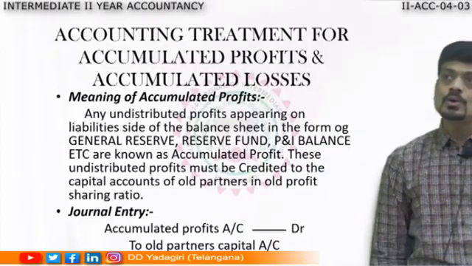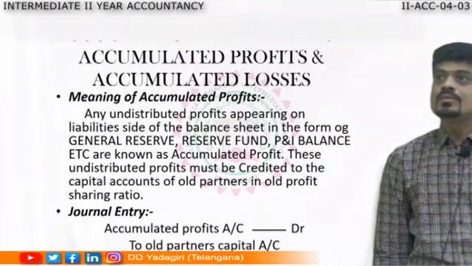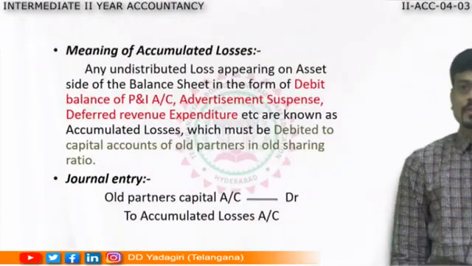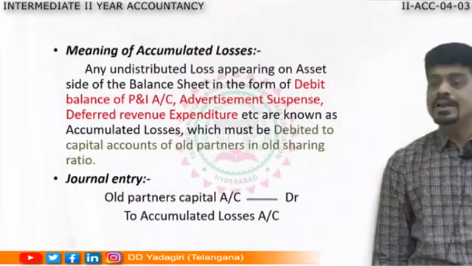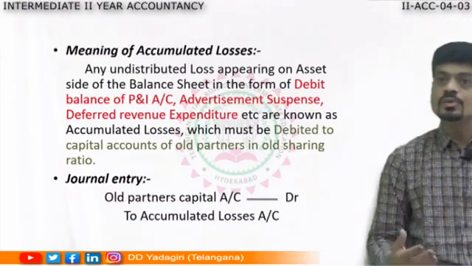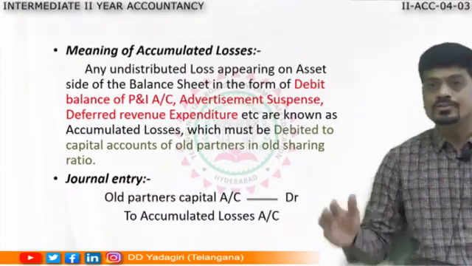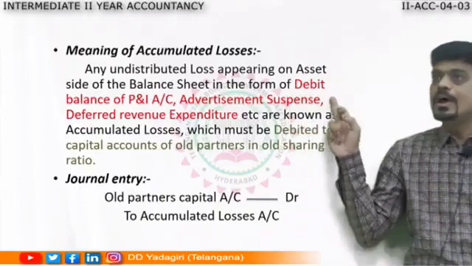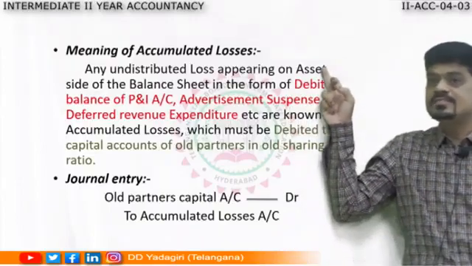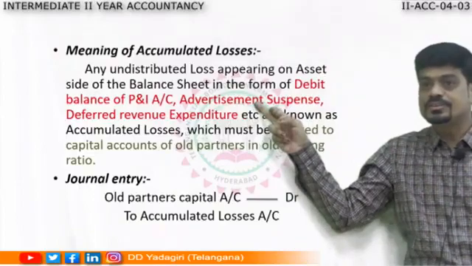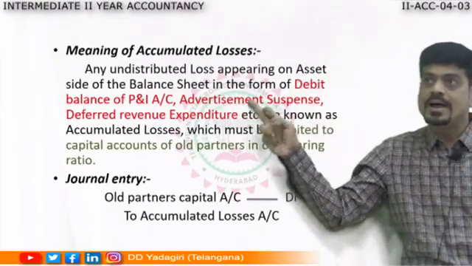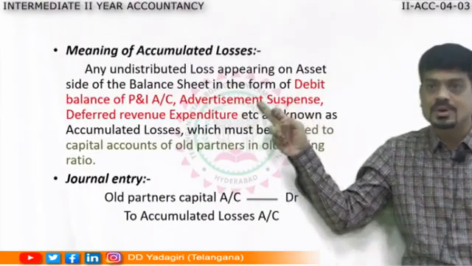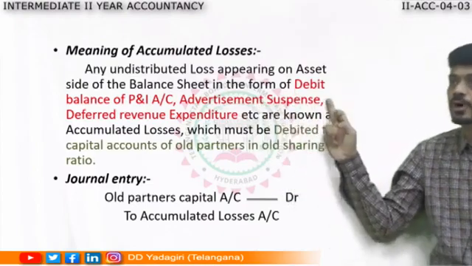Then sir, what are accumulated losses? Same like accumulated profits, we'll have even accumulated losses. In the sense, those losses which we have not distributed and we kept them aside. And which side do they appear on? Asset side of the balance sheet. That is what we call debit balance. They are the debit balances of what, sir?